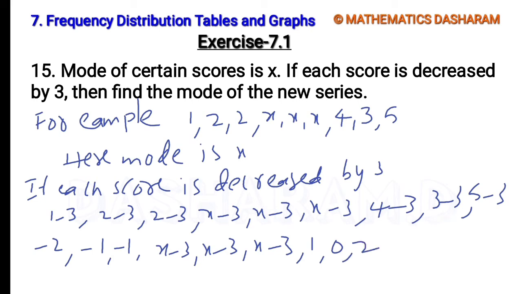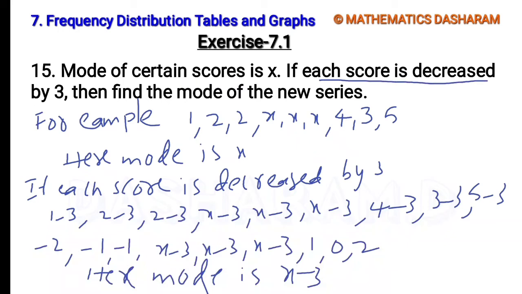So then here which is the most frequently occurring value? X minus 3, right? So here what is our mode? X minus 3. So we can understand the mode of a data is x, and if each observation is decreased by 3, then the mode will be decreased by the same number. What is that? X minus 3.